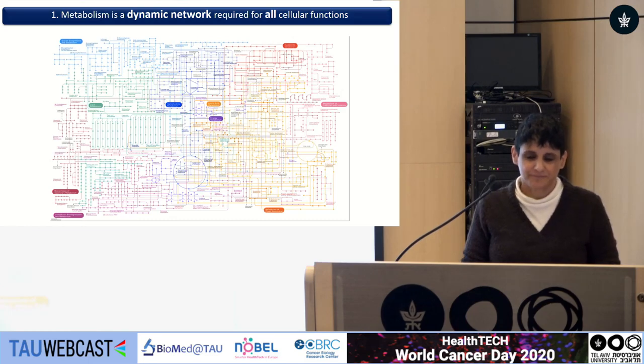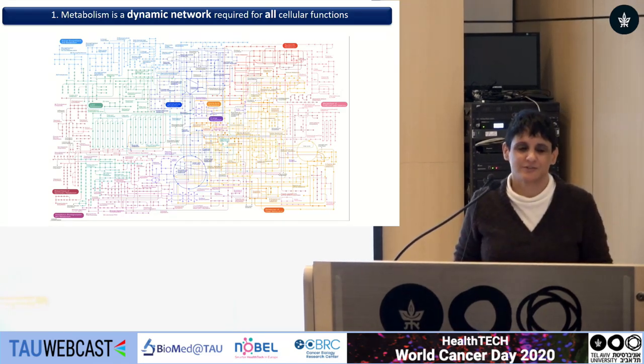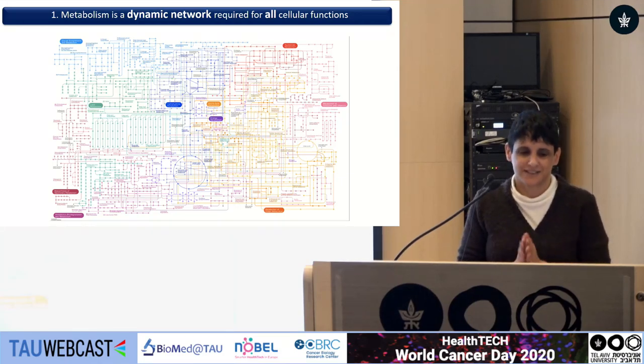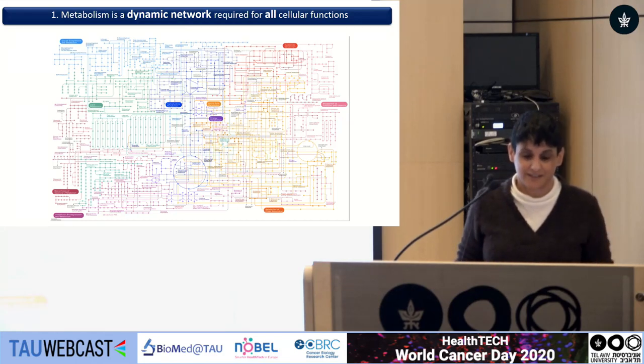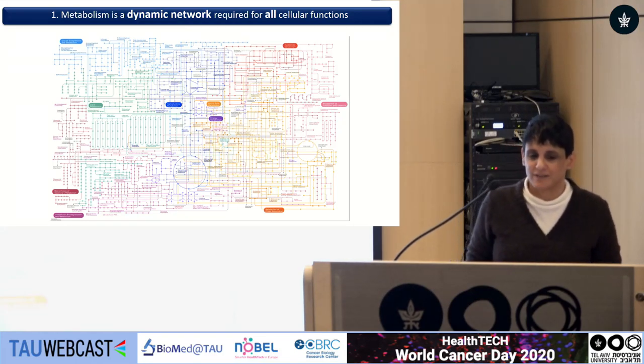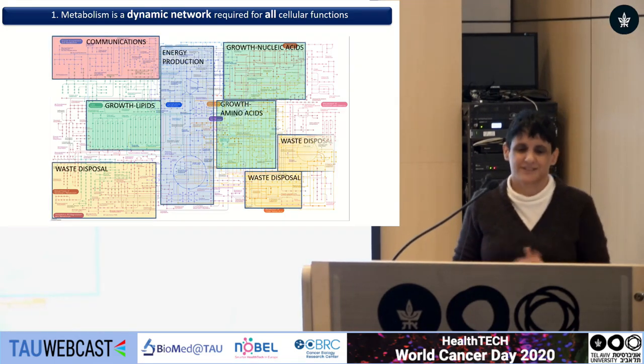So first, to bring us all to the same page on metabolism, we have to discuss some basic principles of metabolism. As you can see from this famous slide taken from the Stryer book, metabolism is a dynamic network. It means that everything is connected. What you can also see is that there is order in this network.